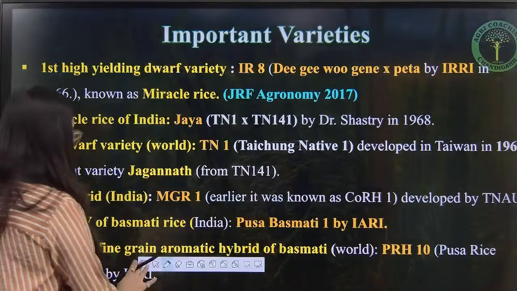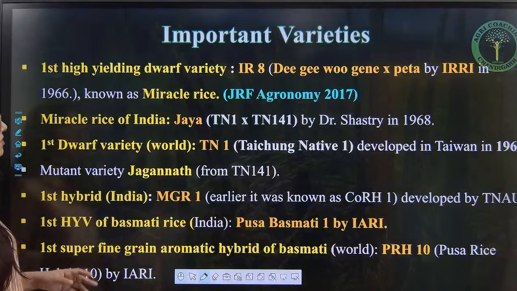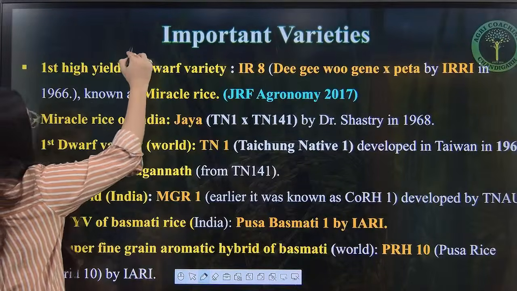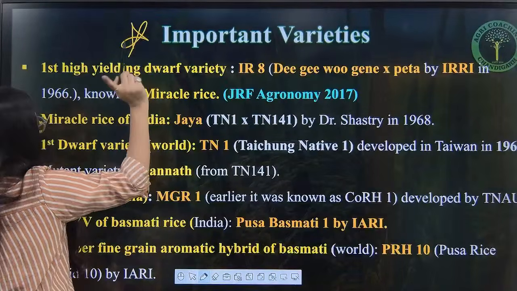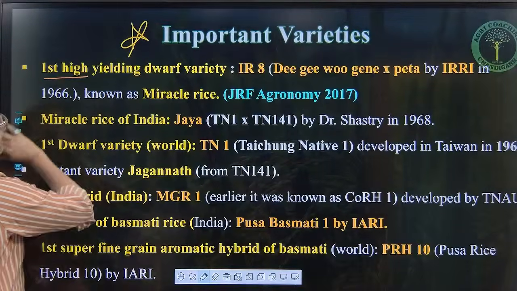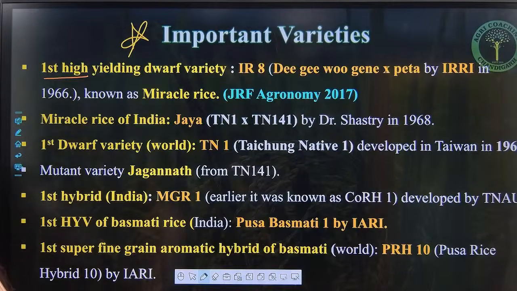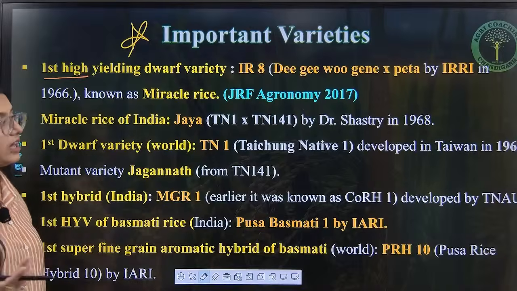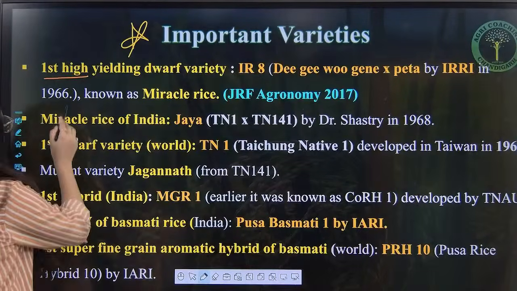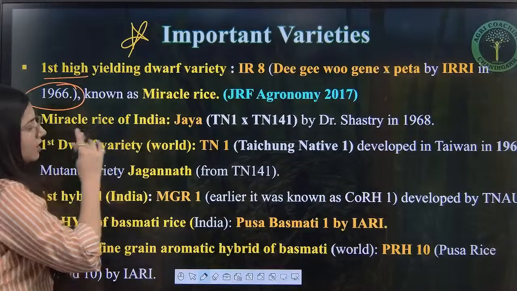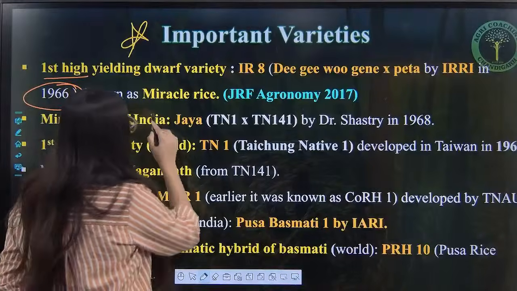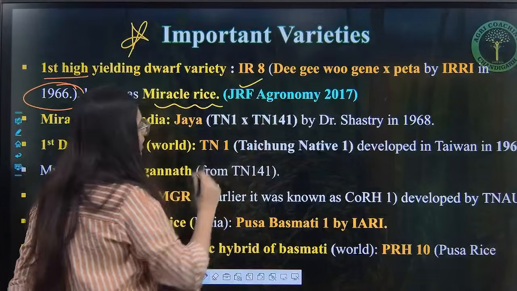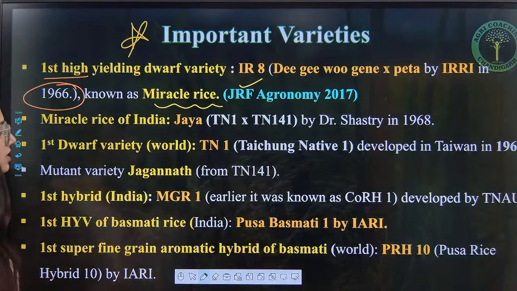Now, the important varieties. What are the important varieties of paddy? Varieties of paddy are very important for each and every exam. The first high yielding dwarf variety is IR8, which is a cross between Dee-geo-woo-gen and Peta by IRRI in 1966, and IR8 is known as the miracle rice. It was asked in the Agronomy 2017 exam.